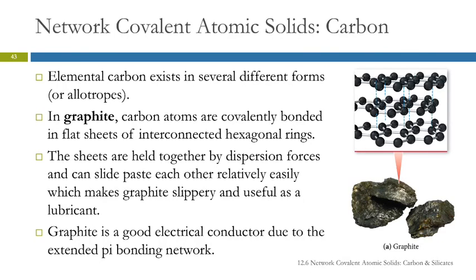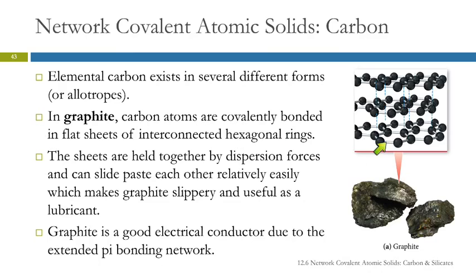Network covalent atomic solids. We're going to look at carbon and silicates. So elemental carbon exists in different forms. Different forms of an element are called allotropes. So in graphite, we've got carbon atoms that are covalently bonded to each other in flat sheets of interconnected hexagonal rings. So here's an illustration of that.